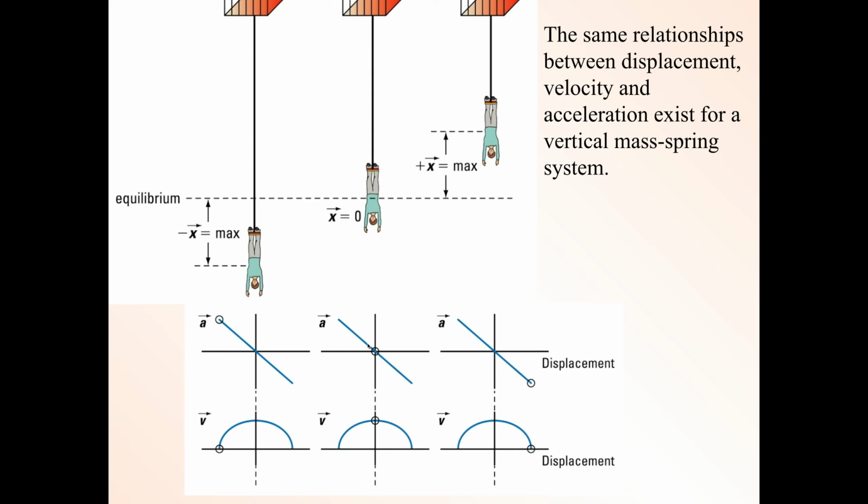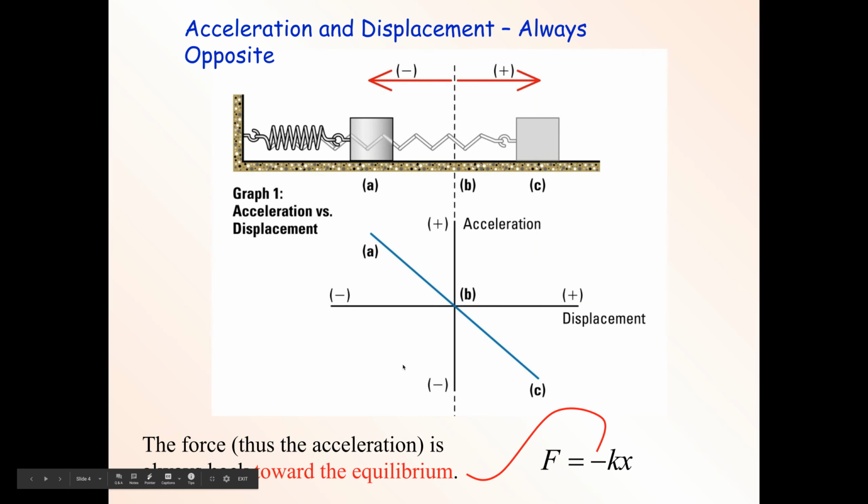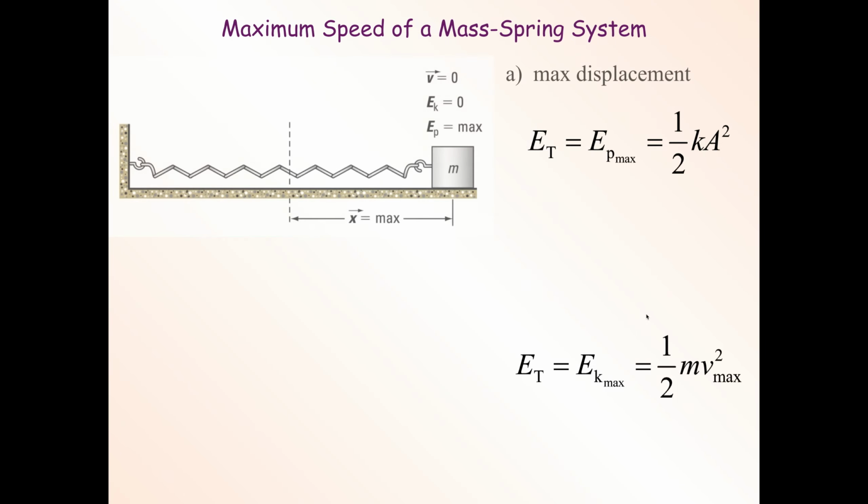Again, the same relationship between displacement, velocity, and acceleration exists for vertical mass spring systems. At our maximum displacement, we'd have zero velocity and maximum acceleration. Then as it slows down going towards equilibrium, at equilibrium there is zero acceleration, but your velocity is maximum. Then it'll continue to decelerate until you get, again, zero velocity. Acceleration and displacement are always opposite. We already did that one.